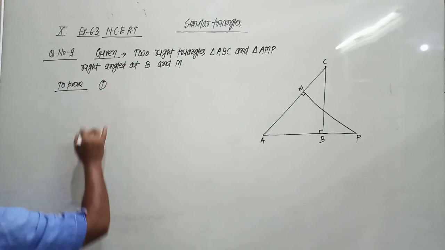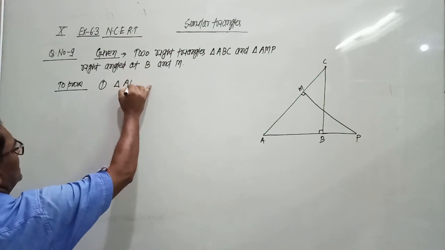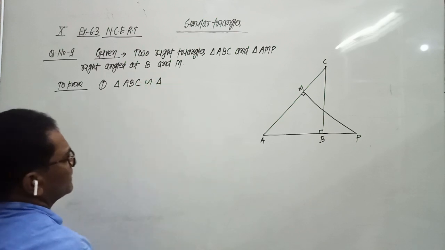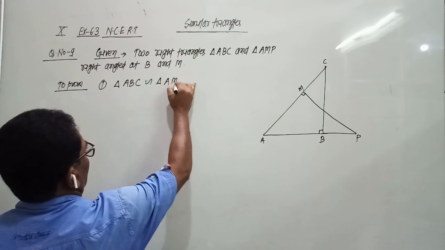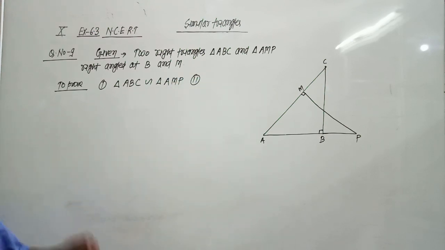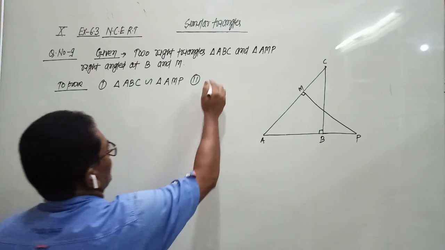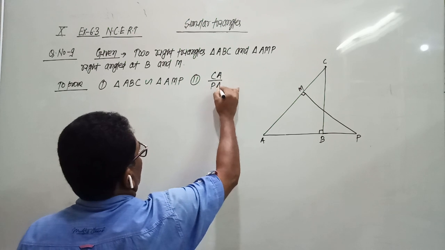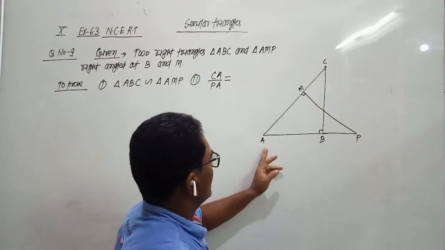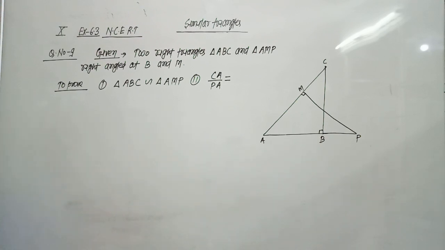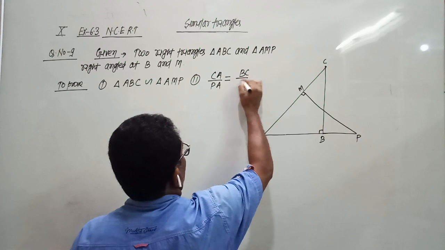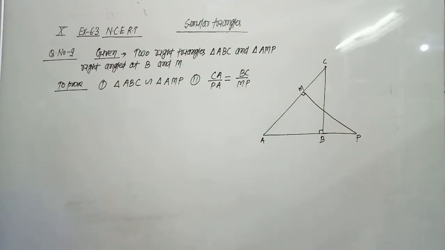To prove, first part, triangle ABC is similar to triangle AMP, and second part, CA upon PA equals BC upon MC. These two parts we have to prove.